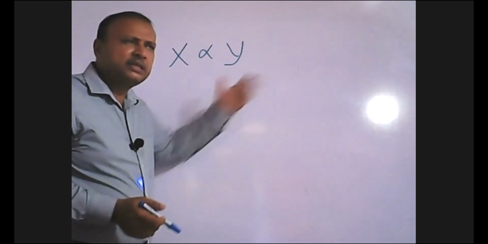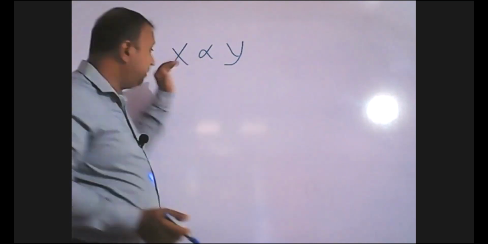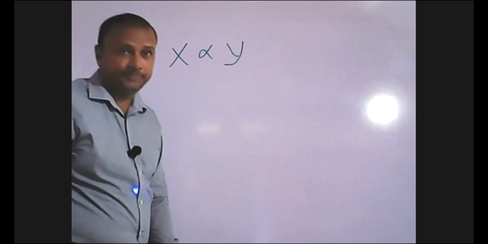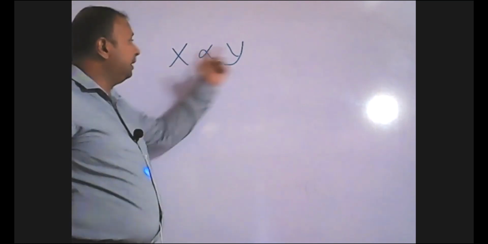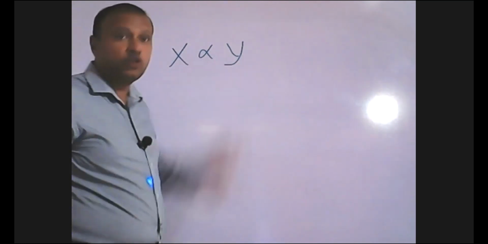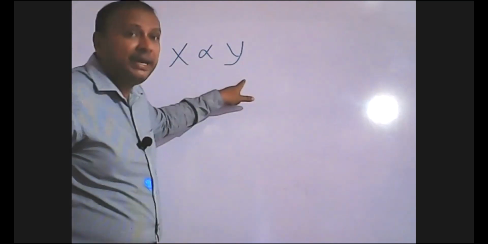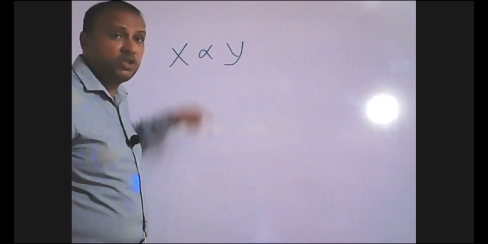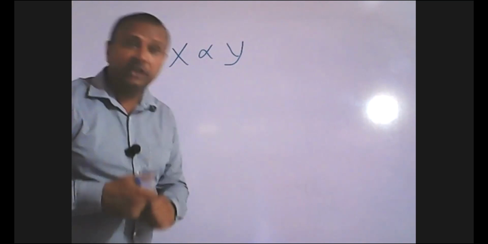When x increases, y increases. That means the ratio between x and y is a constant. We know the relationship between those two. X directly proportional to y. That is the relationship. If we know the relationship, I can convert this relationship into an equation using the definition of them.